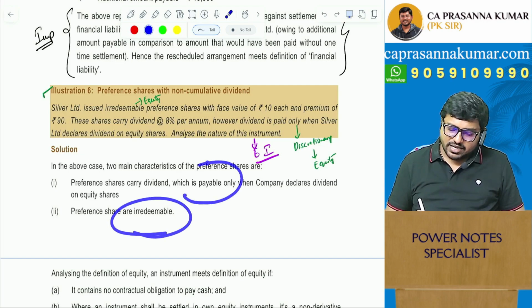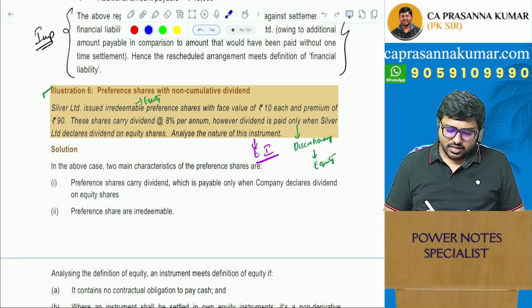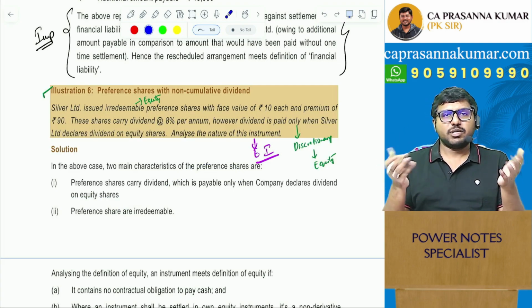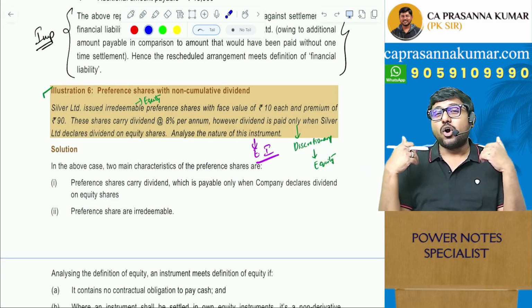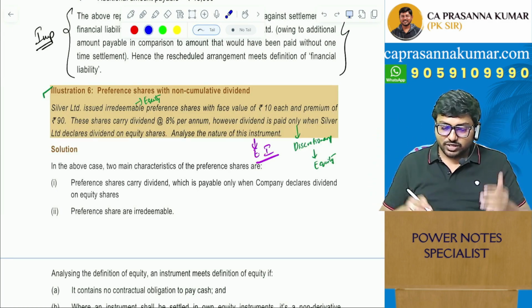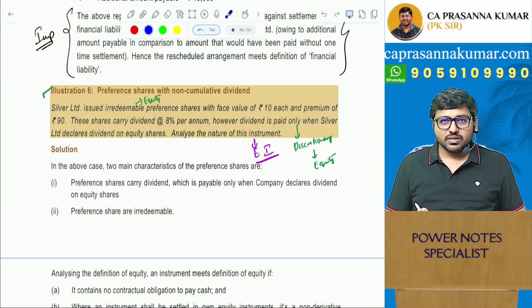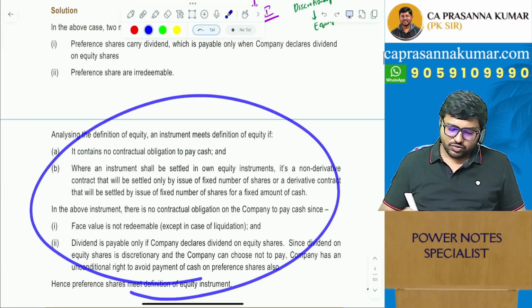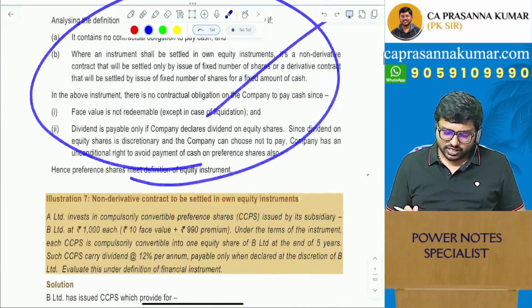Suppose both are mandatory. You have to pay dividend mandatorily. Even your redemption is also mandatory after 5 years. In that case, it's a financial liability, because both are financial liabilities only, where you have a contractual obligation to pay cash. So like this, you just keep on thinking so that things will become easy for you. Are you able to get me? Everybody? Done? Okay. You can just go through this later. Whatever I've explained, that is what is there here.